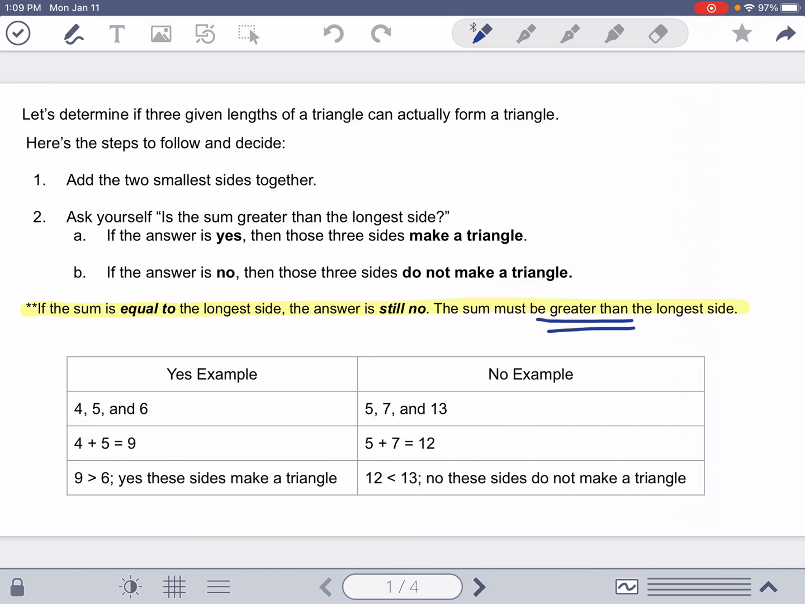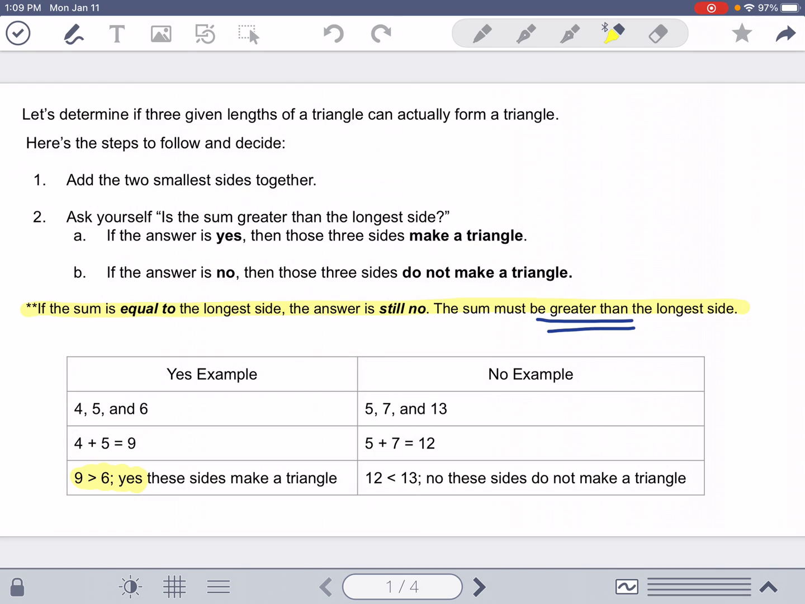Here's a yes example: 4, 5, and 6. 4 and 5 are the 2 smaller sides. When I add those together, it equals 9. Is 9 greater than 6? Yes. So those sides, 4, 5, and 6, would make a triangle.